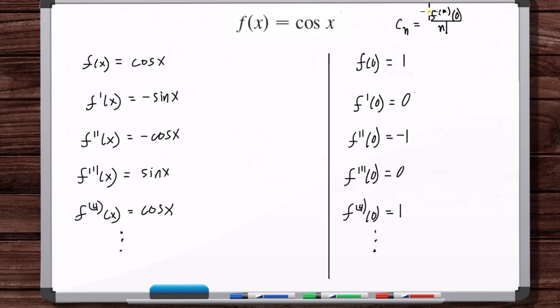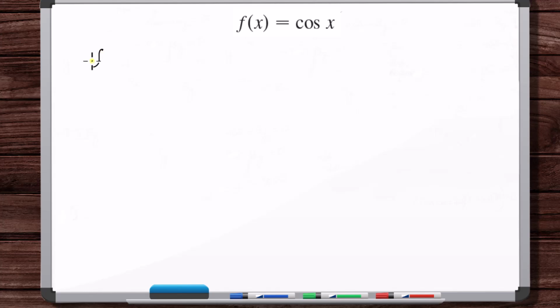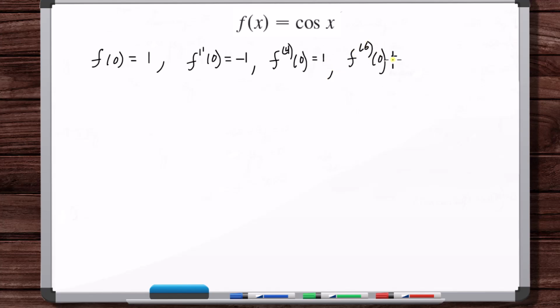full non-zero terms. So, okay, f of 0 is 1, and then f double prime of 0 is minus 1. Then the fourth derivative of 0 is 1. Etc. Okay, but now let's divide each of these by n factorial. So we'll just leave the factorial.